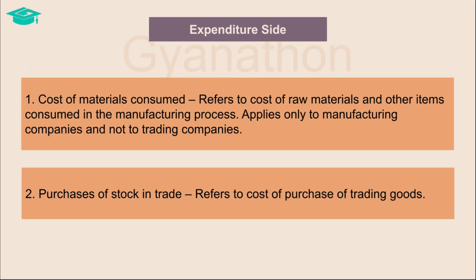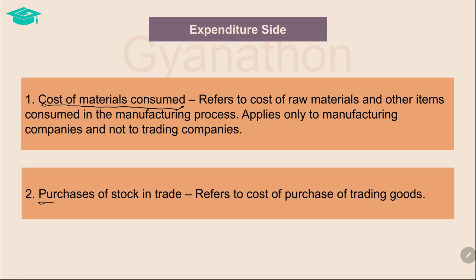We saw that the income side had two major items for classification. On the expenditure side, there are 7 items for classification. The first item is cost of materials consumed. This constitutes of the cost of the raw materials and other items consumed in the manufacturing process. Since this constitutes of the materials consumed in the manufacturing process, this item applies only to the manufacturing companies and does not apply to the trading companies.